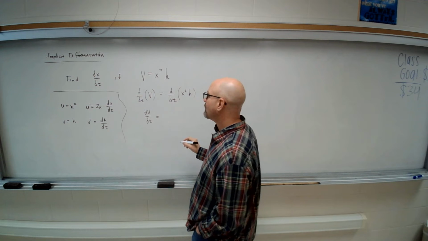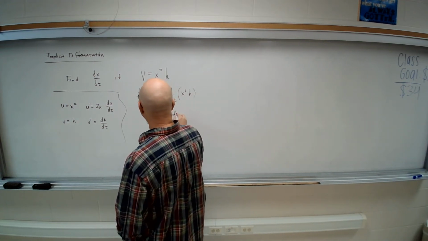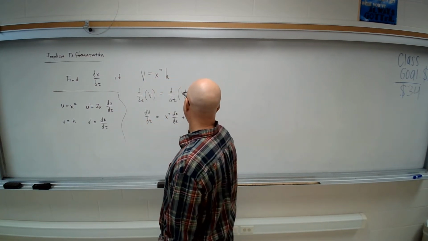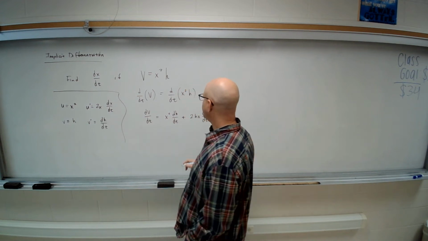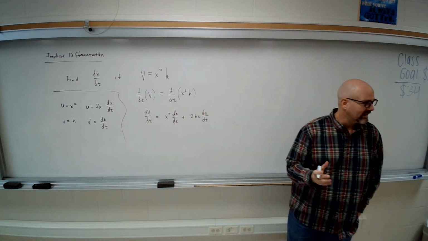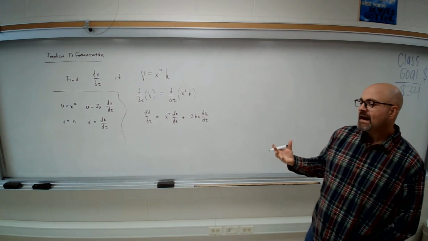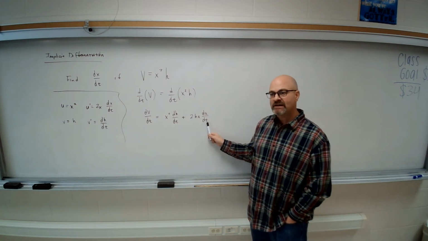So the product rule, we get x squared dh dt plus 2hx dx dt. Maybe look at that, might be a way to look at it. So at this point, we have our derivative function, but we're asked to solve for dx over dt.